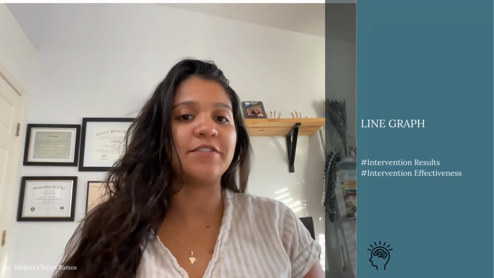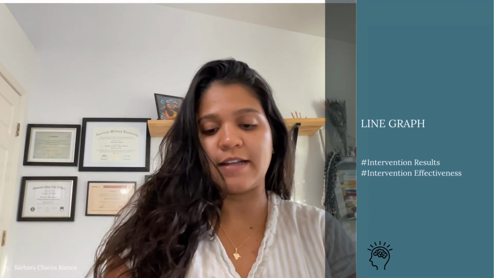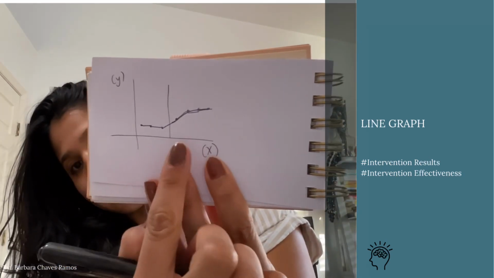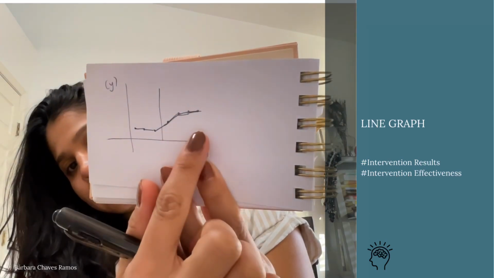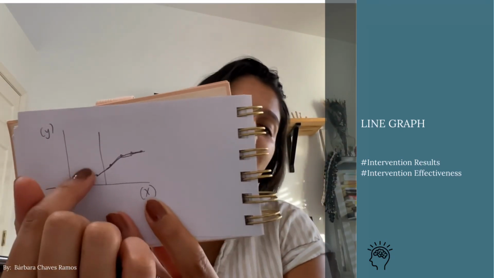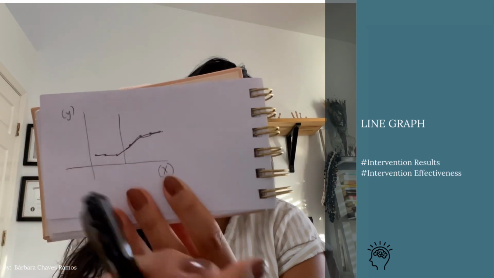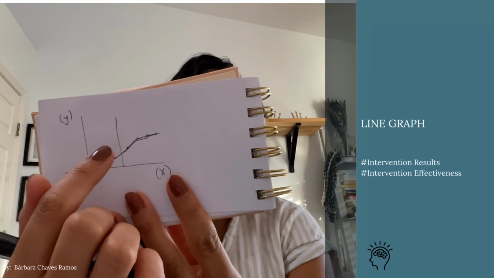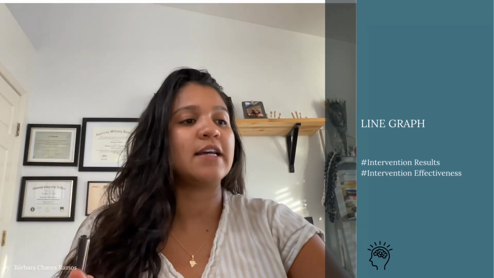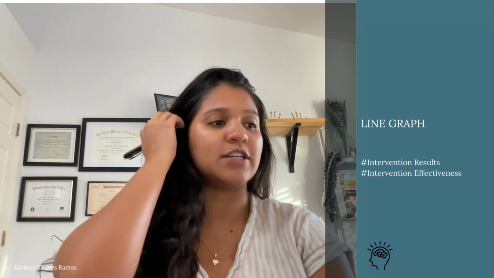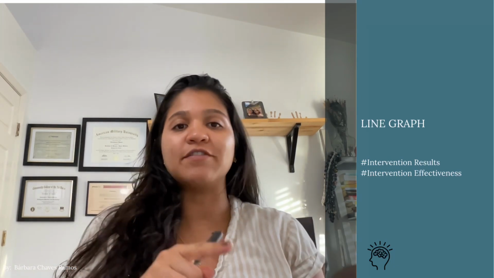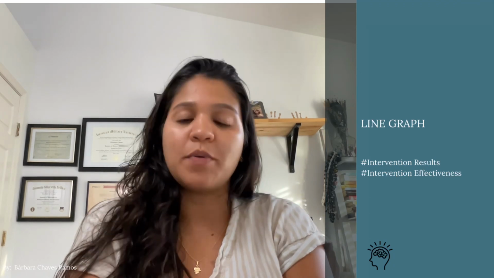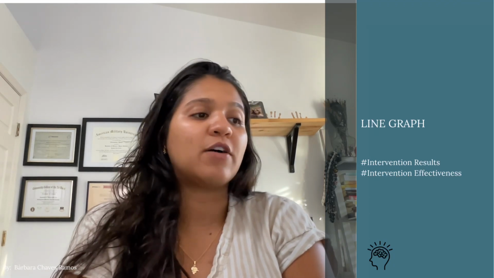And then we have the phase line that's going to be kind of like this. I'm going to show you. The phase line is going to divide the baseline and the intervention, or one intervention and another intervention. So the phase line basically divides and marks the end of one point in the intervention process and the beginning of another, after baseline and before the intervention.